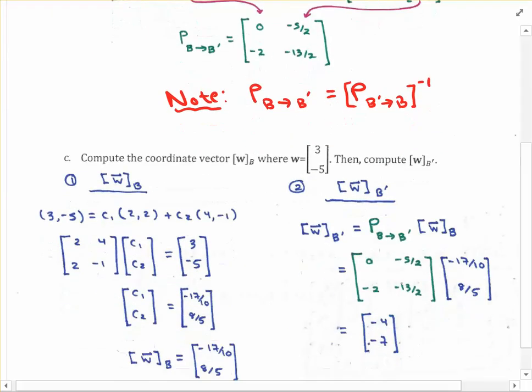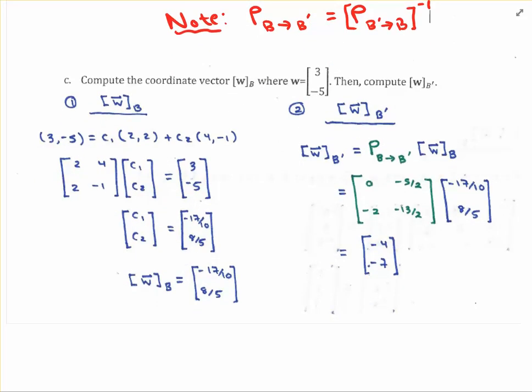Alright, I'd like to help us work our way through part C now. A couple of things on the docket. Number one, we want to compute the coordinate vector W relative to the basis B. And the components of this vector W are provided for us. 3 is its first, and negative 5 is its second. Then we want to compute the coordinate vector W with respect to B prime.